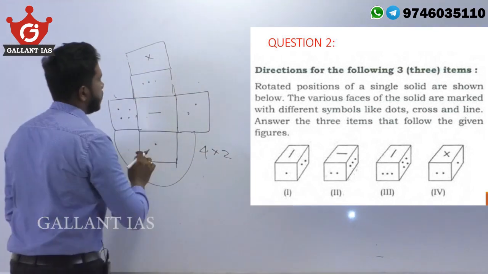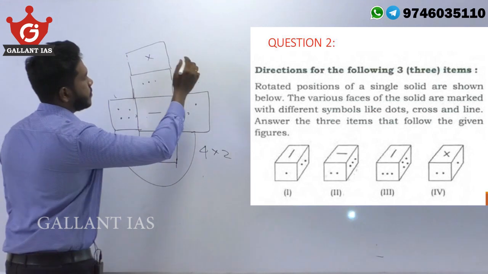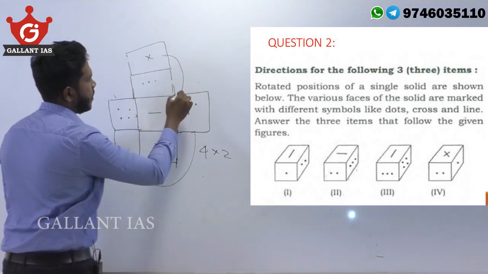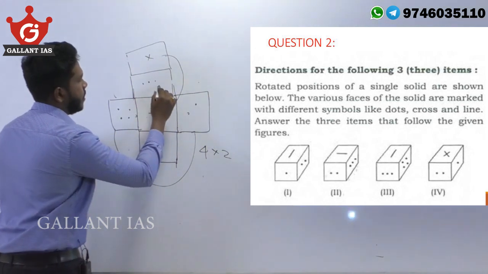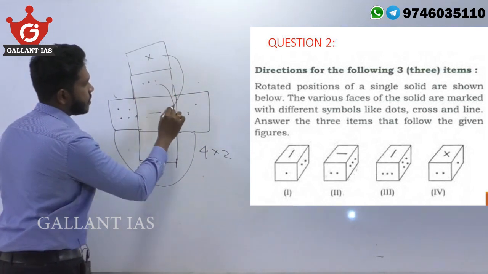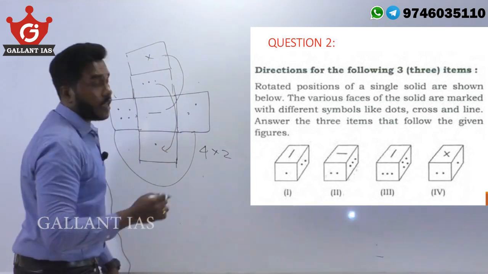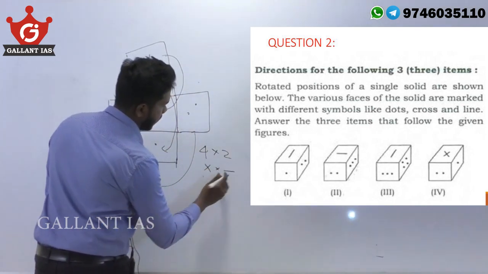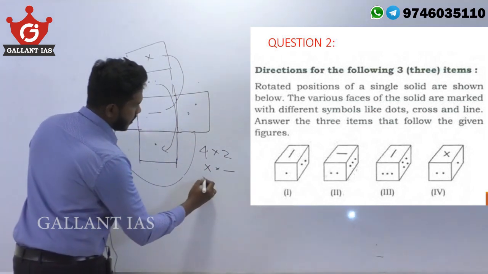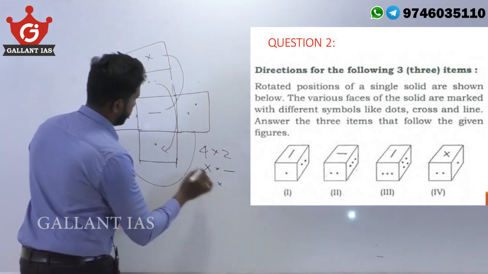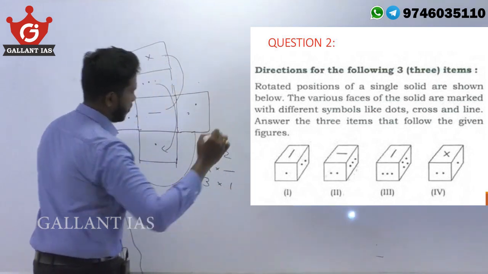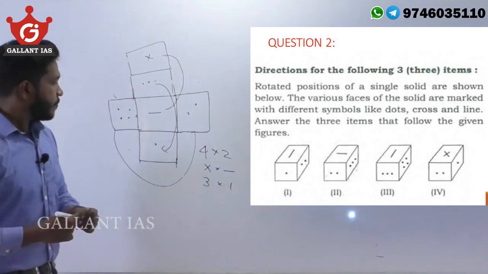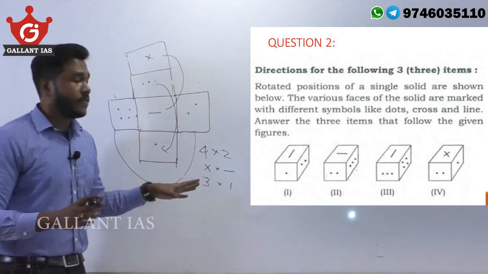Now check the alternative faces. Cross and line are alternative to each other, as well as the face containing value 3 is alternative to the face containing value 1. So cross will be opposite to line, as well as the face containing value 3 will be opposite to the face containing value 1. Okay, so we got 3 pairs of opposite faces.